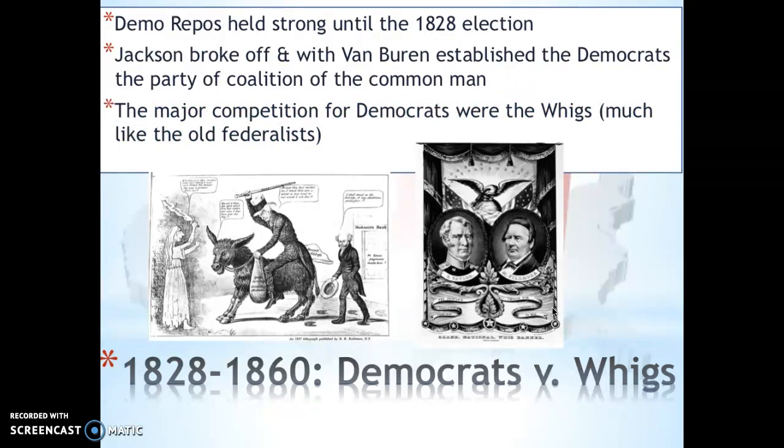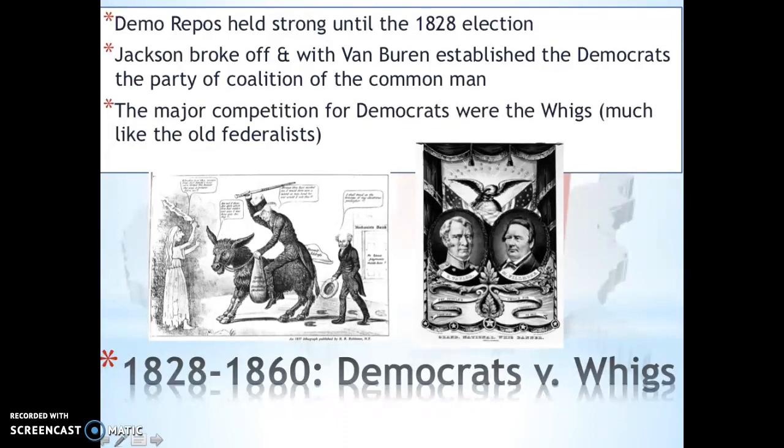They were really for states' rights and allowing for state sovereignty in the ability to choose whether or not a state was going to be a slave state or a free state. And very much supporters of slavery. The major competition for the Democrats at the time were the Whigs, and the Whigs, their platform would have looked more like the old Federalists, so national supremacy over the states' rights.